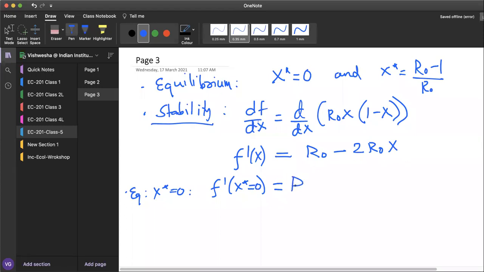We get just R0. Somebody has again switched on their mic. I would really appreciate if you can just mute yourself. Arun, can you just check who it is?